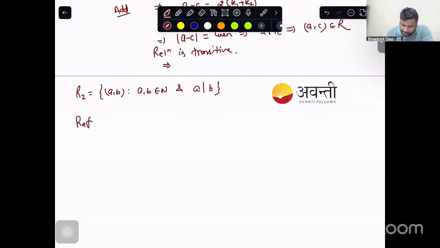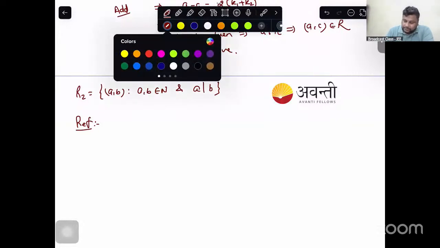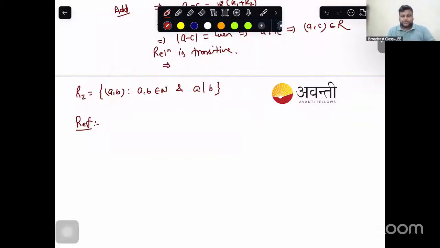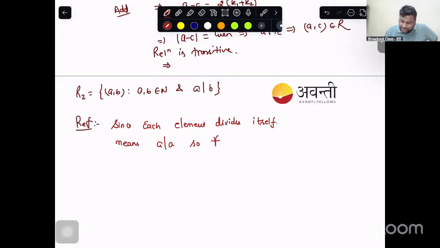First of all, reflexive. Since each element divides itself, it means A divides A. So for every A belonging to the set of natural numbers, A comma A will belong to relation R. So it is reflexive. Am I clear?